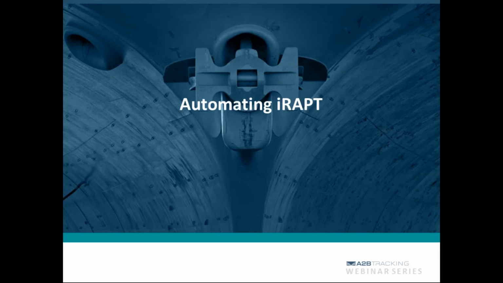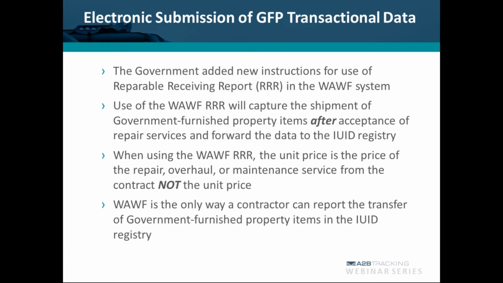Important to know for two reasons. One is now that we have all repairables that need to be reported, we need to make sure that we're doing it the proper way. And one of the big changes in this is that when you report information to the registry on a repairable, the unit price is not the acquisition unit price of the item. It's actually the repair price. So that's something you need to pay attention to for this particular change.